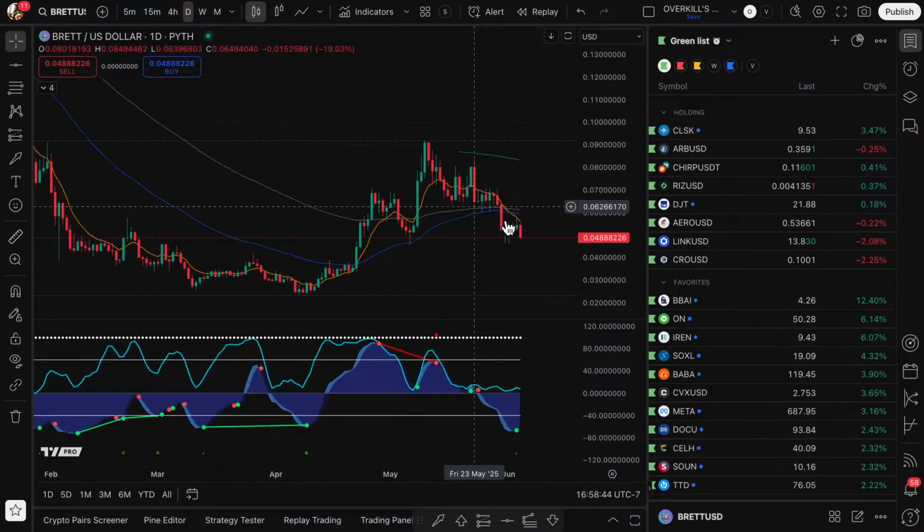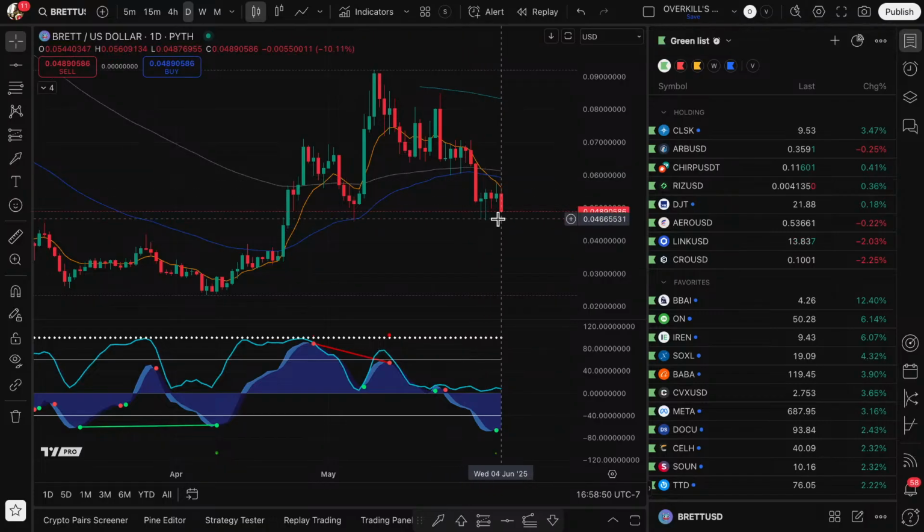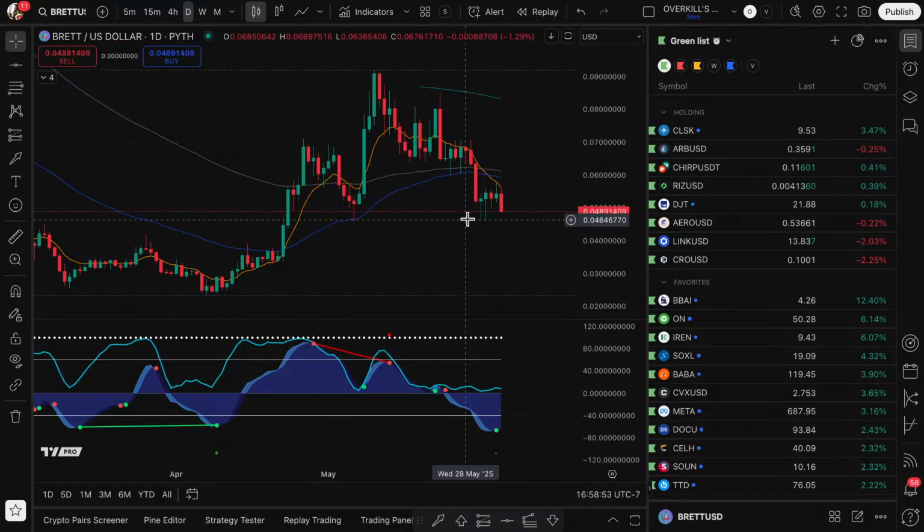But I don't know what this project does. It does not look strong here if it breaks down below 0.045. I'd put a stop loss there if I was in this trade. Okay, that stop loss will probably get hit if we don't get some buyers here tomorrow.